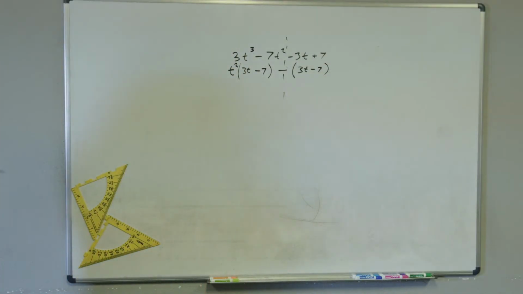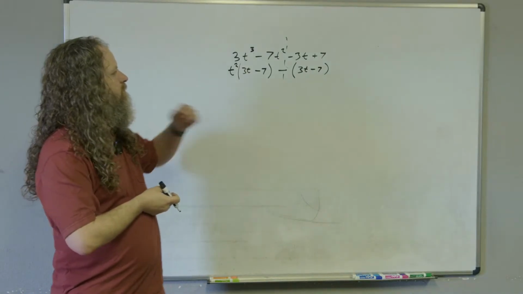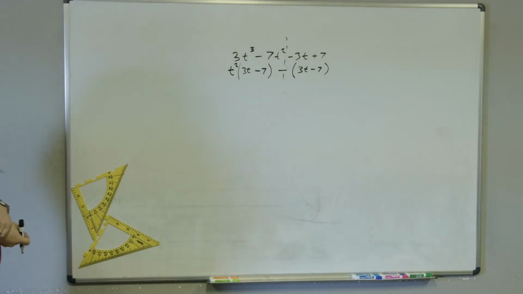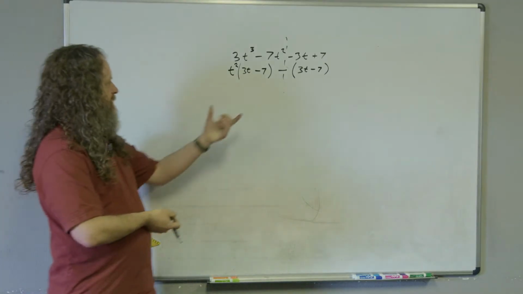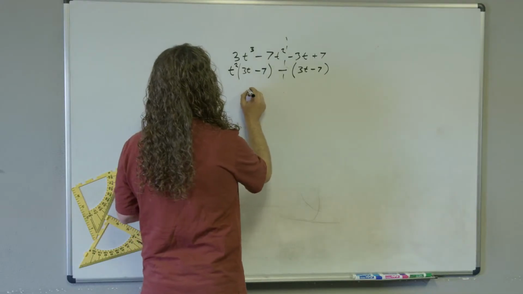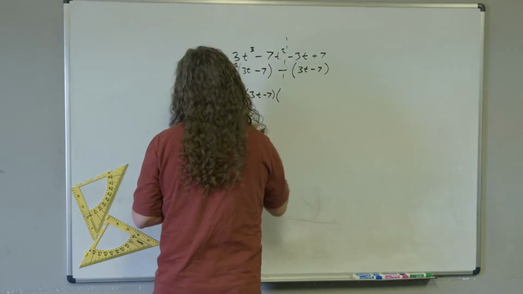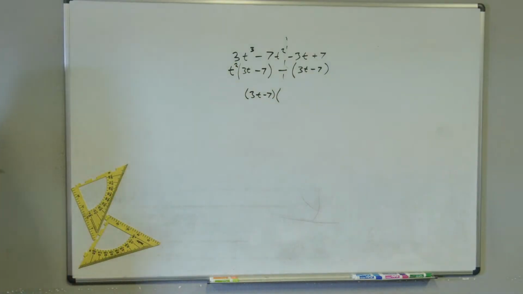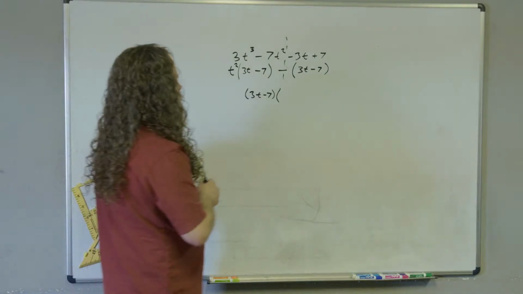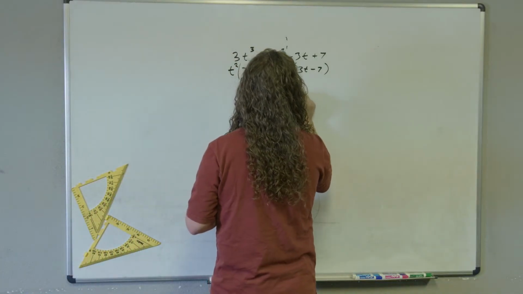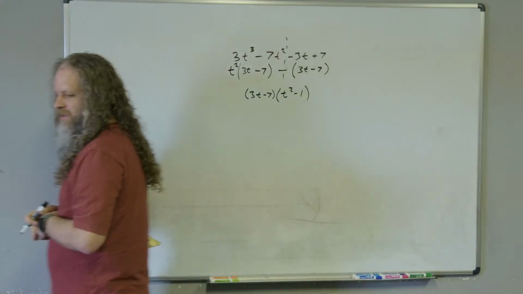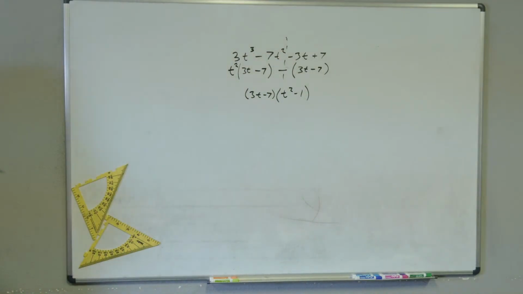Now what? No. I think what you mean might be correct, but what you said is very wrong. Yeah, we're going to pull a 3t minus 7 out. When I pull a 3t minus 7 out, what's left? T squared minus 1. True. Now what? No, bad idea.